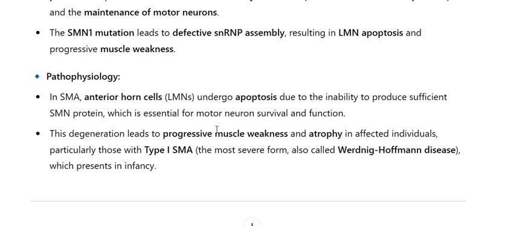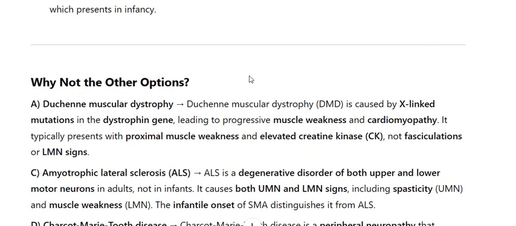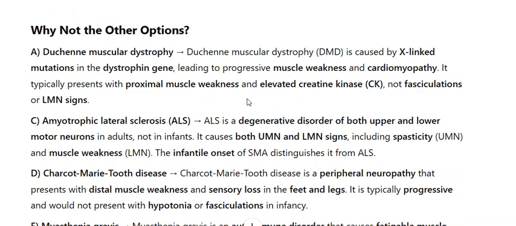Why not the other options? A. Duchenne muscular dystrophy. Duchenne muscular dystrophy, DMD, is caused by X-linked mutations in the dystrophin gene, leading to progressive muscle weakness and cardiomyopathy. It typically presents with proximal muscle weakness and elevated creatine kinase, CK, not fasciculations or LMN signs. C. Amyotrophic lateral sclerosis, ALS.